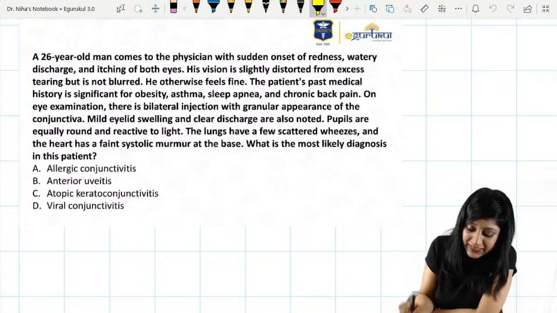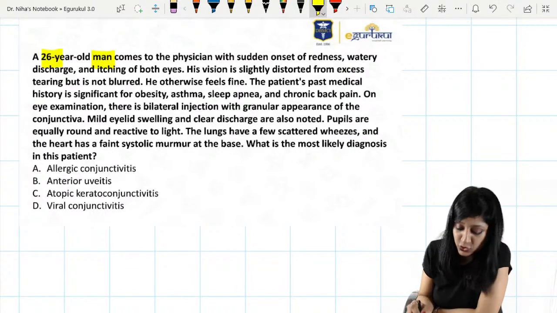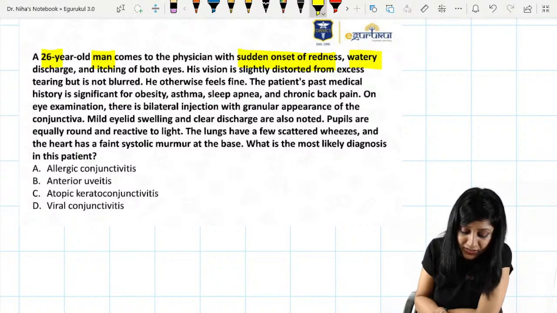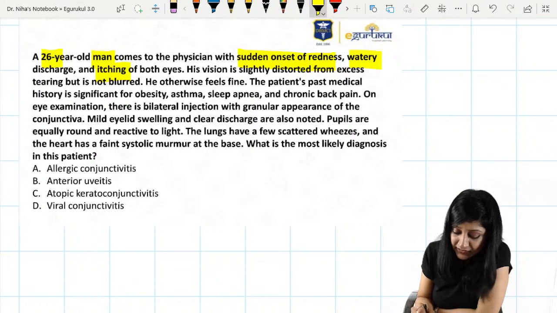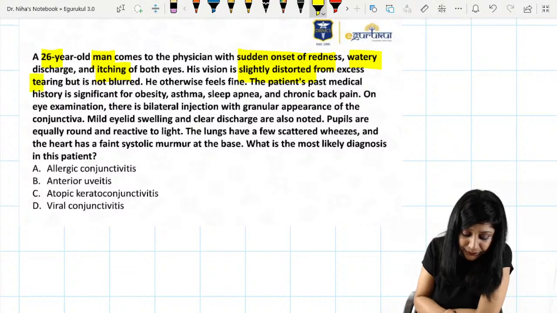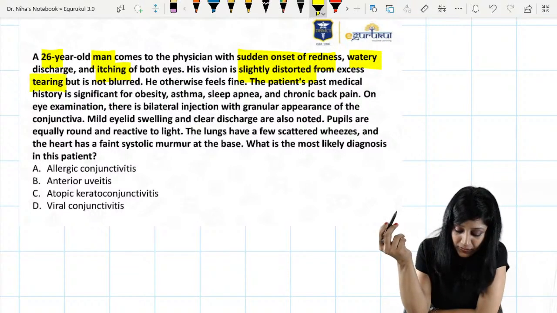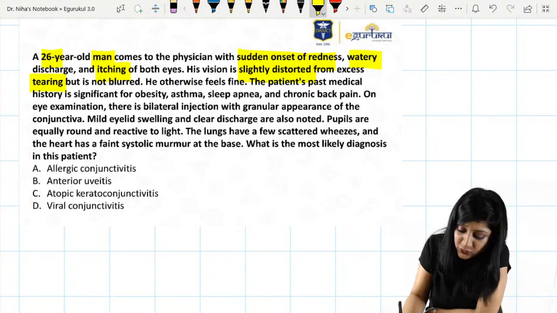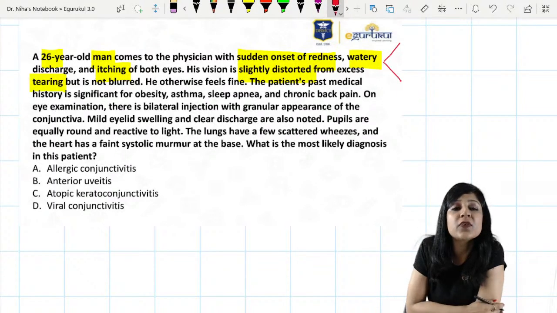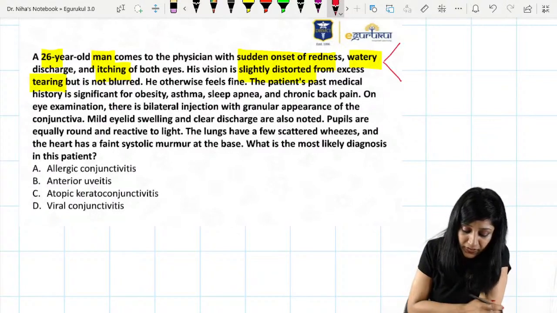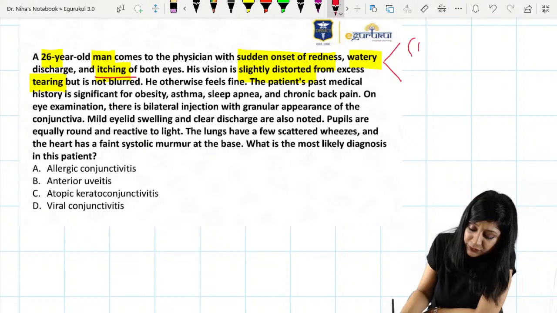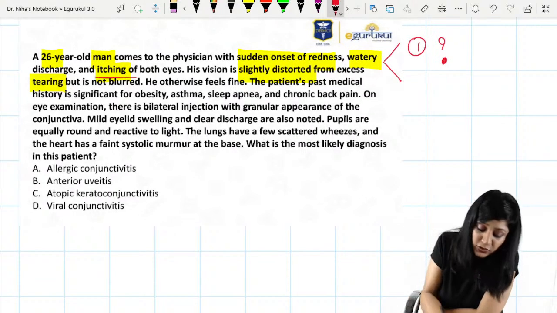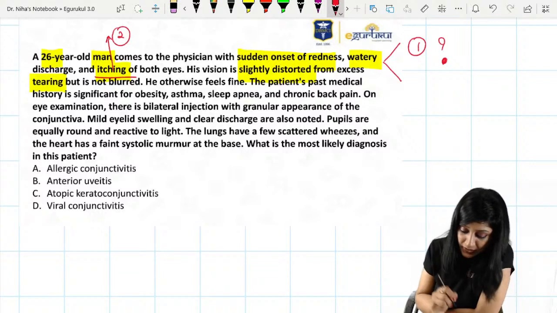We have got a 26-year-old man who is coming to the physician with sudden onset of redness and watery discharge. We have got itching. The vision is slightly distorted from the excess of tearing. So we have a lot of watering here, and sudden onset of redness. We have serous, watery discharge. What are the things that you have to take into consideration due to watery discharge? Where do you get watery discharge? This is your first thing. Then you also have itching. This is the first question: what is the DD of watery discharge? Your second question is, where do you get the itching? Then excess watering is there, otherwise he is fine.